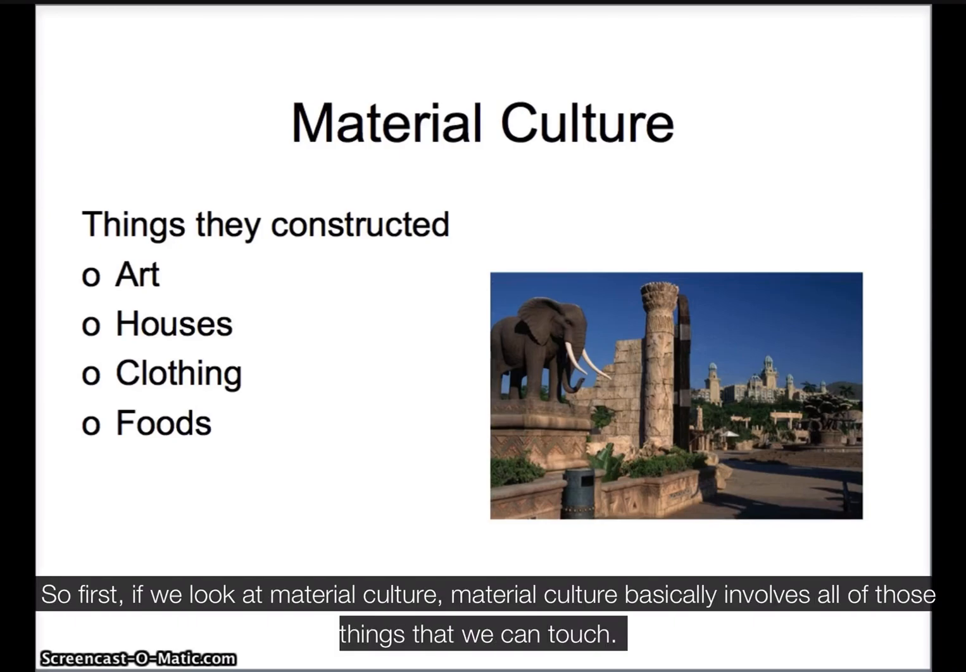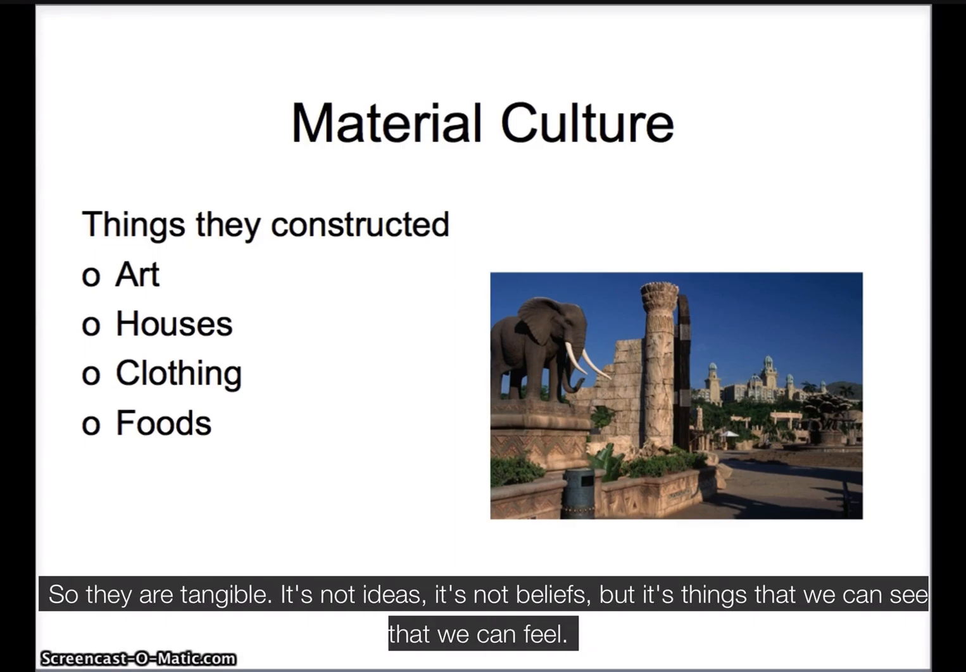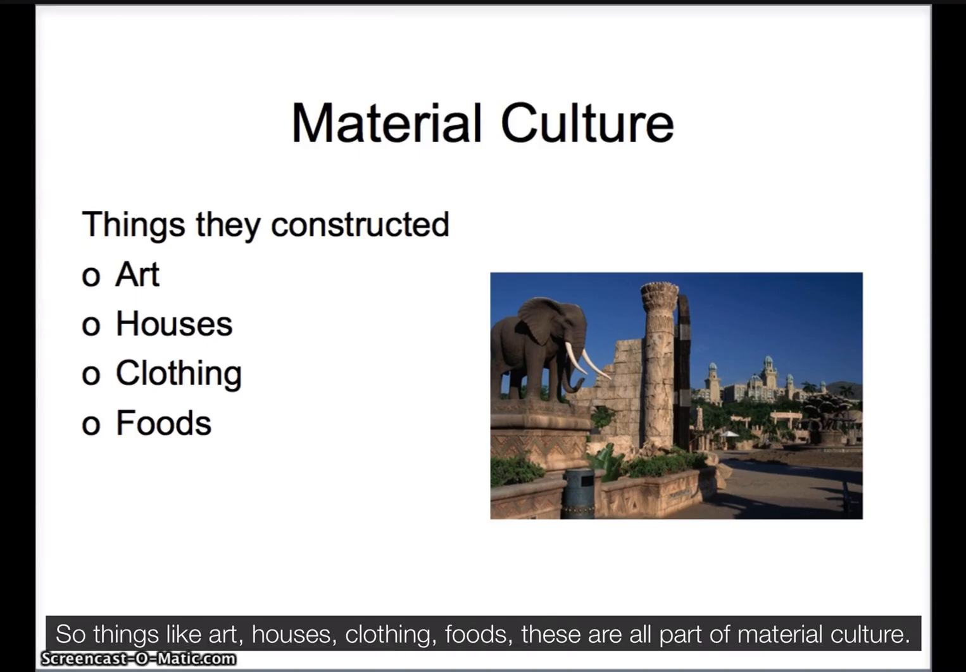So first, if we look at material culture, it basically involves all of those things that we can touch. So they are tangible. It's not ideas, it's not beliefs, but it's things that we can see, that we can feel. So things like art, houses, clothing, foods, these are all part of material culture.